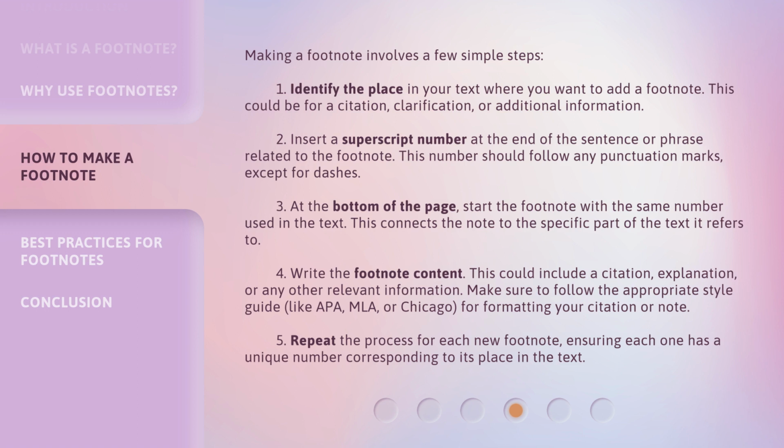3. At the bottom of the page, start the footnote with the same number used in the text. This connects the note to the specific part of the text it refers to. 4. Write the footnote content. This could include a citation, explanation, or any other relevant information. Make sure to follow the appropriate style guide, like APA, MLA, or Chicago, for formatting your citation or note. 5. Repeat the process for each new footnote, ensuring each one has a unique number corresponding to its place in the text.